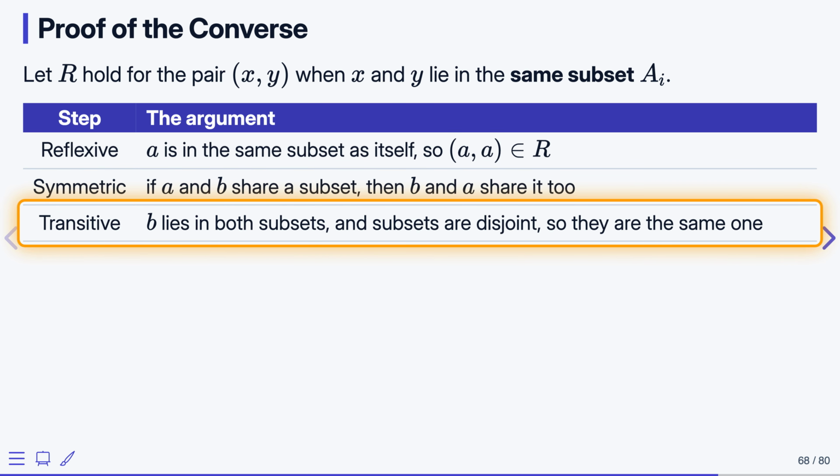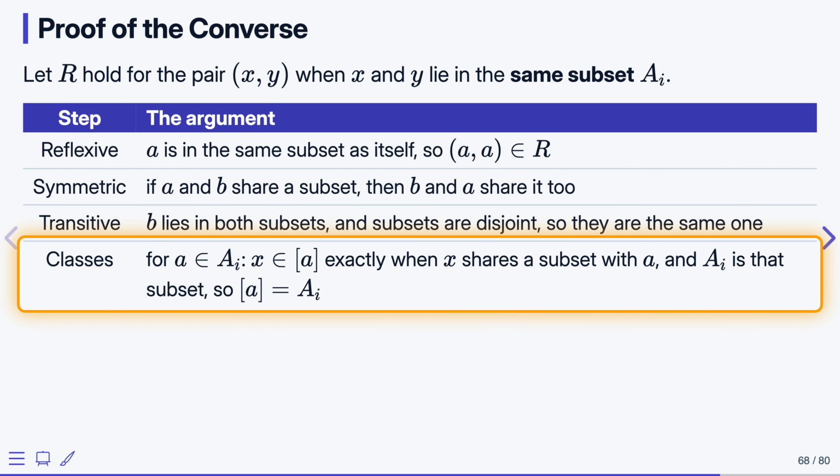Transitive. Suppose A and B share a piece and B and C share a piece. Then B belongs to both pieces. But the pieces of a partition are disjoint. Two pieces that share an element must be the very same piece. So A and C are in it as well, and the pair of A and C is in R.